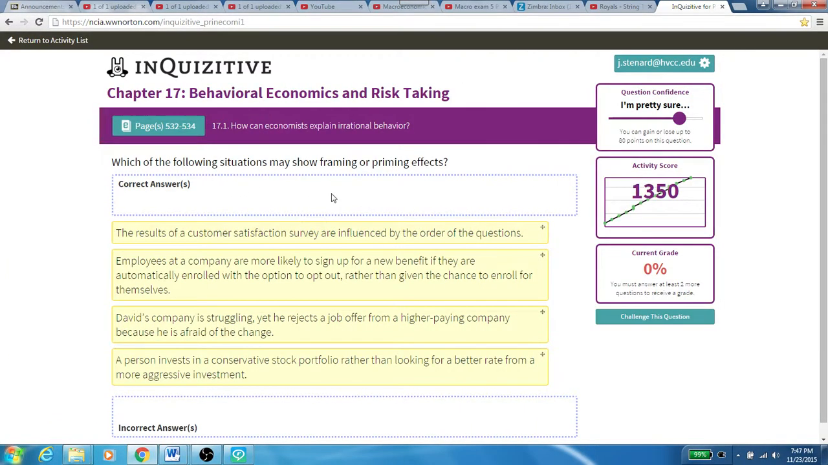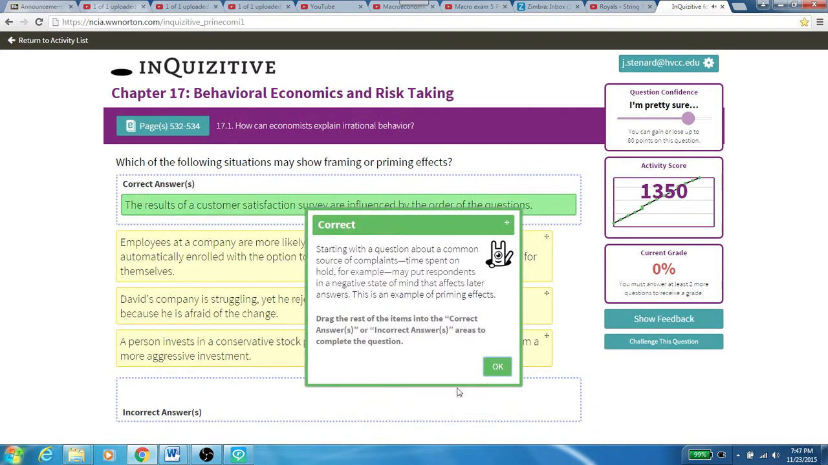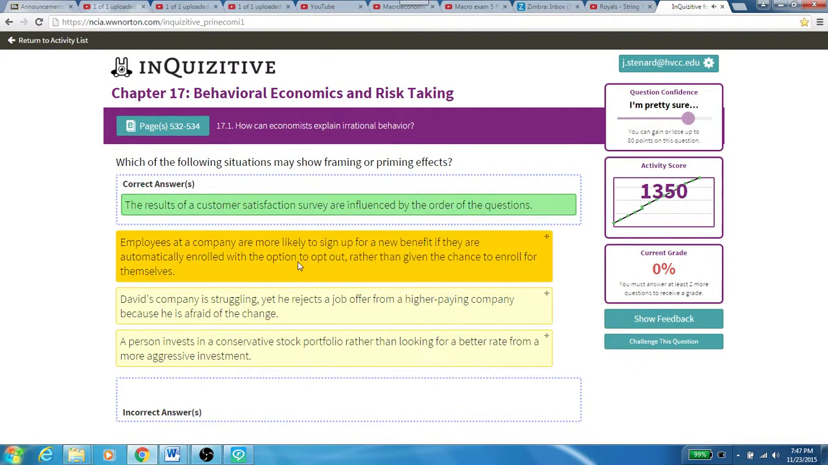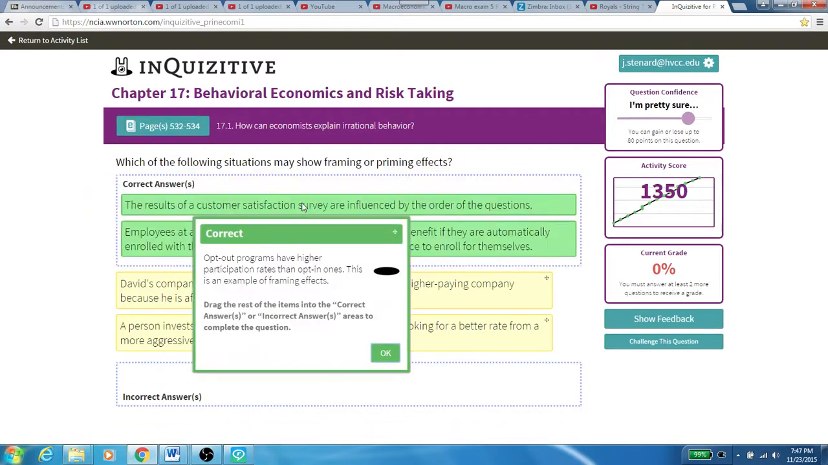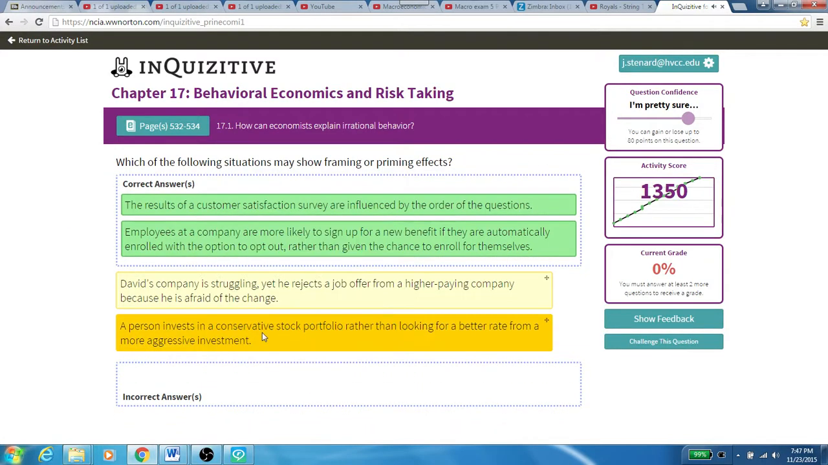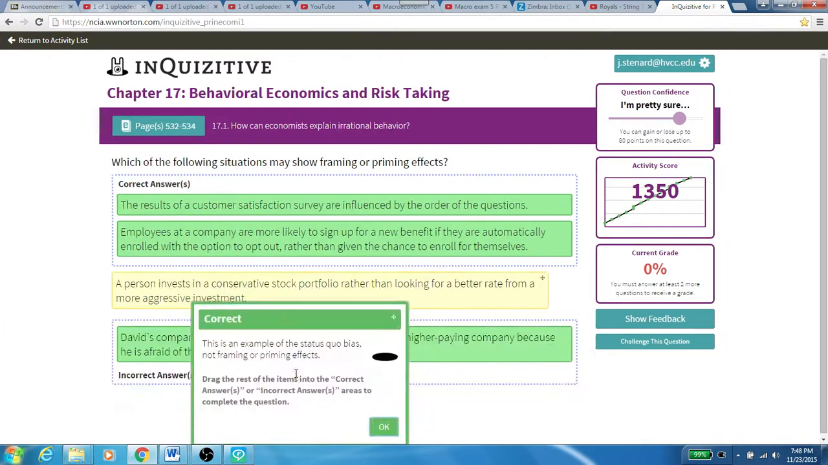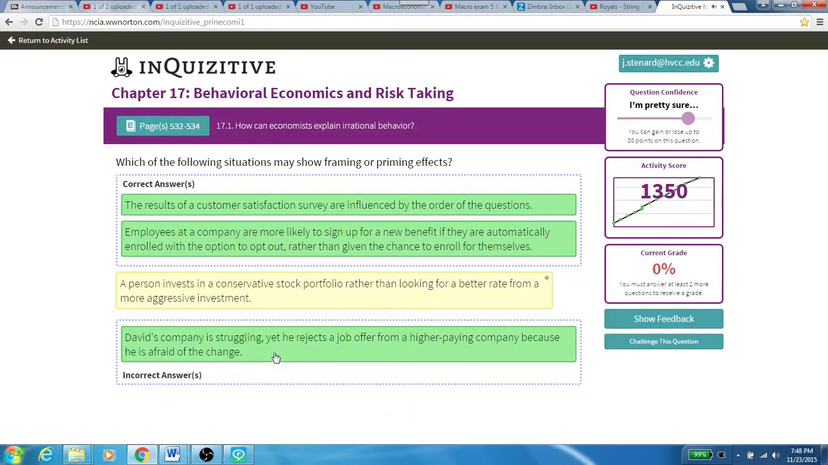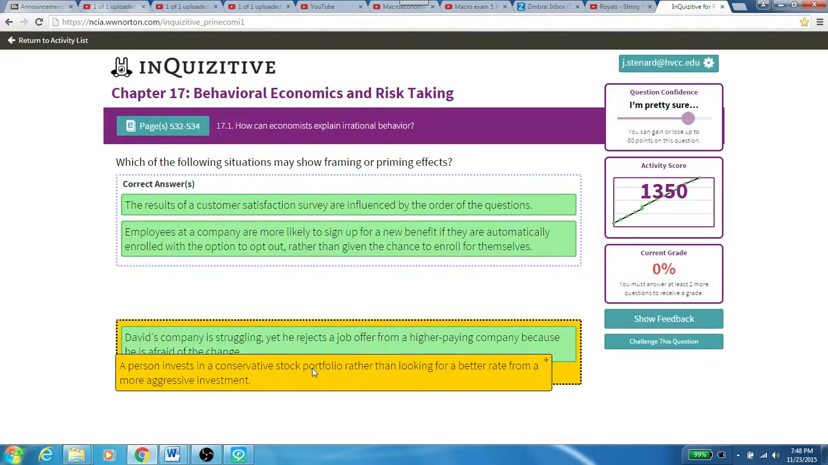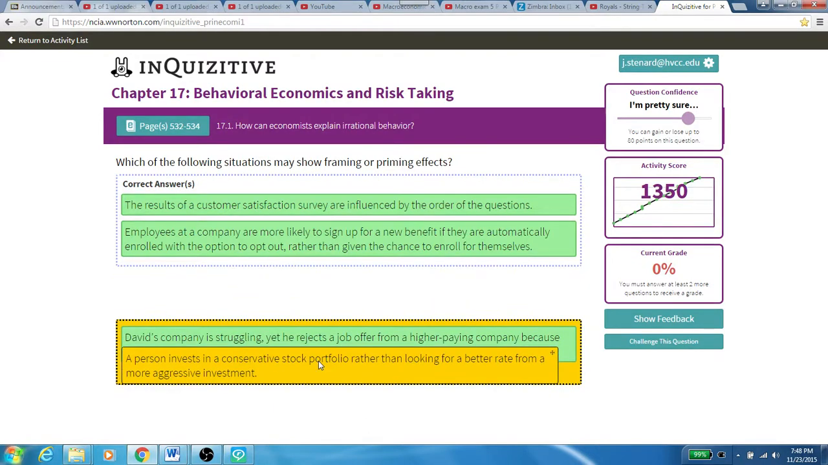Which of the following situations may show framing or priming effects? The results of a customer satisfaction survey are influenced by the order of the questions. That's a good example. Employees at a company are more likely to sign up for a new benefit if they're automatically enrolled with the option to opt out. Yeah. David's company is struggling and he rejects a job offer from a high paying company. That's loss aversion. A person investing in a conservative stock portfolio rather than looking for a better rate from a more aggressive investment. That could be rational, actually. That's not a problem.